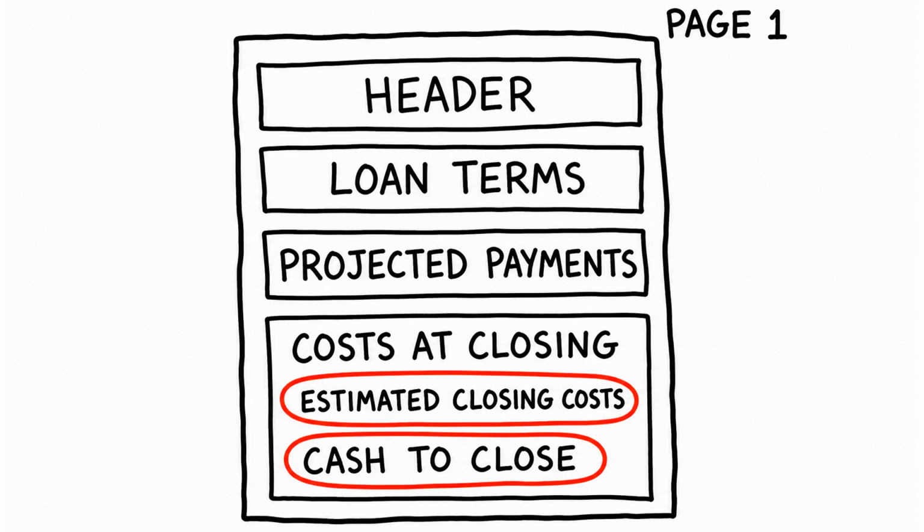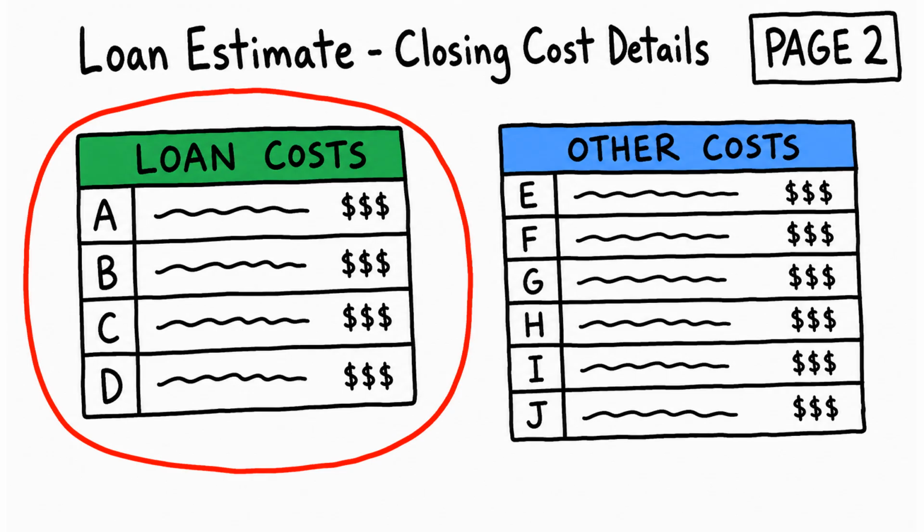2 numbers: your estimated closing costs and your estimated cash to close, which is the total cash you actually bring on the day you sign. Page 1 done. Page 2 breaks down every cost. The top half is loan costs.